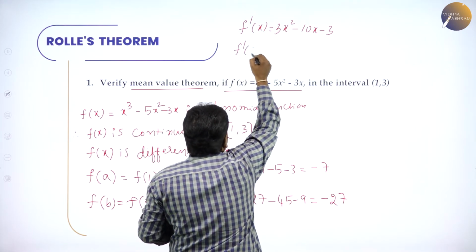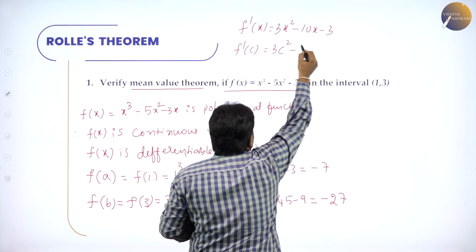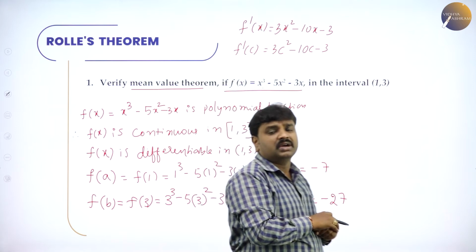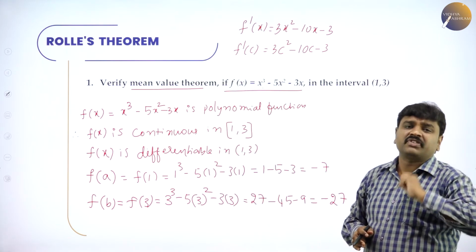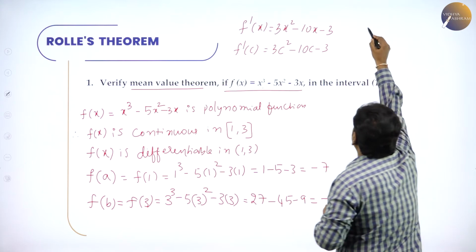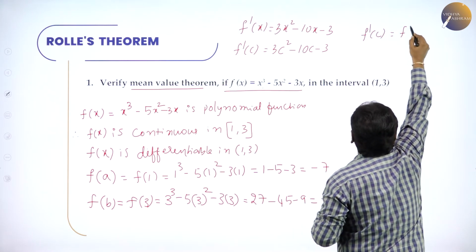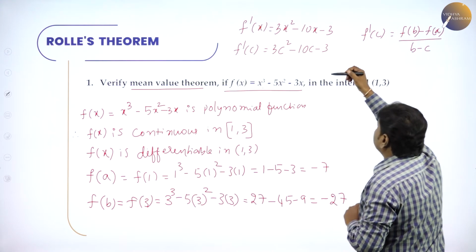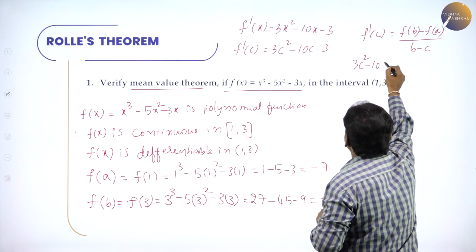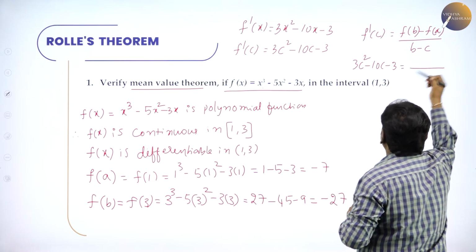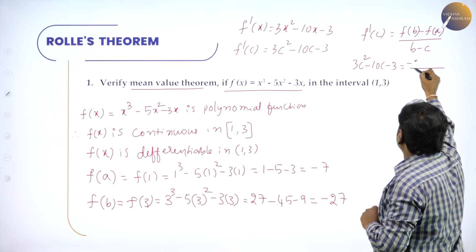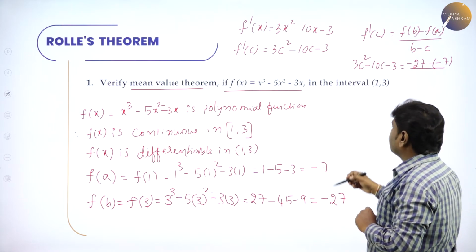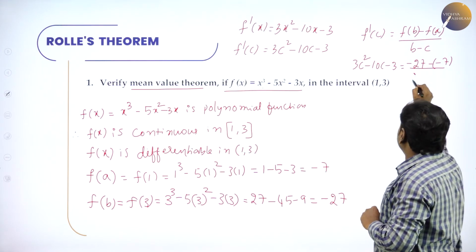Now f dash c. F dash c means in the place of x put c. It will become 3c square minus 10c minus 3. Now we have to use the mean value theorem formula. What is the formula? F dash c is equal to f of b minus f of a by b minus a. So what is f dash c we got? 3c square minus 10c minus 3 is equal to f of b, what is f of b? Minus 27, minus f of a. F of a is what? Minus 7, divided by b minus a. B minus a means upper limit minus lower limit. That is 3 minus 1.